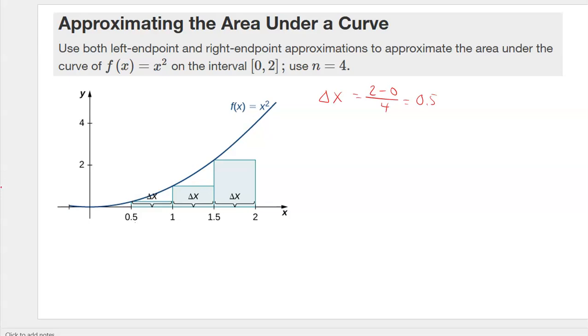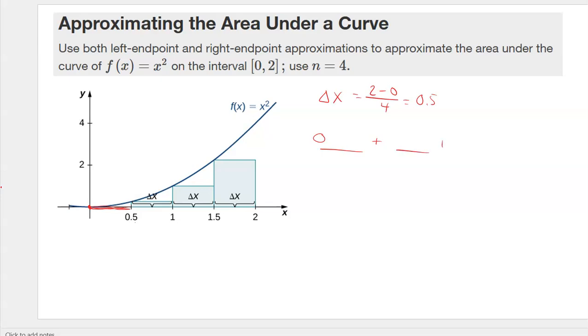Pretty easy. Now what I need to do is find the height of each rectangle. If I'm using a left-hand one, notice that this first rectangle really doesn't exist. The reason why it doesn't exist, I'm going to put that red dot here at x equals 0. On the left side of my rectangle, there's no height there. My function is equal to 0 there, so the height of my first rectangle is 0. I still should write it in.